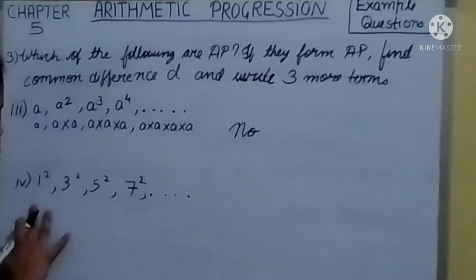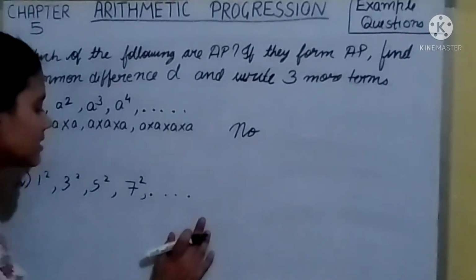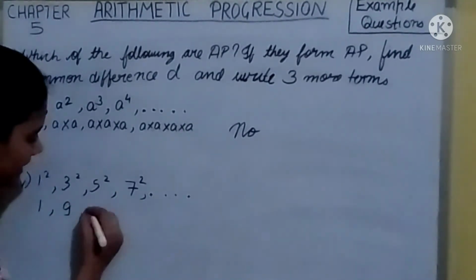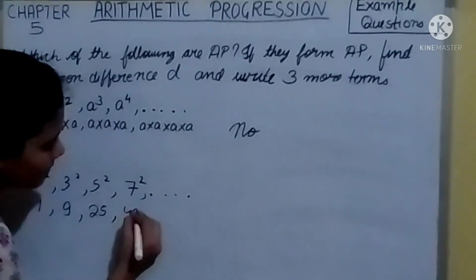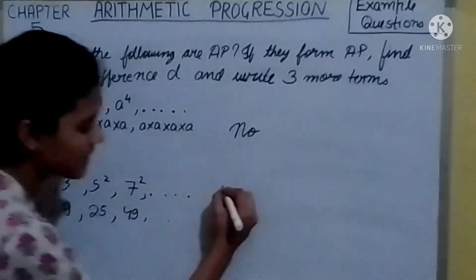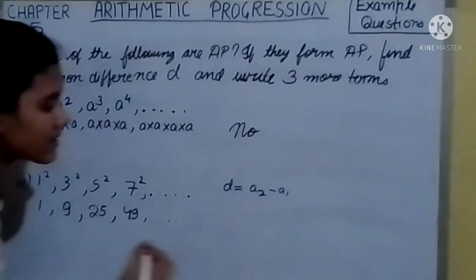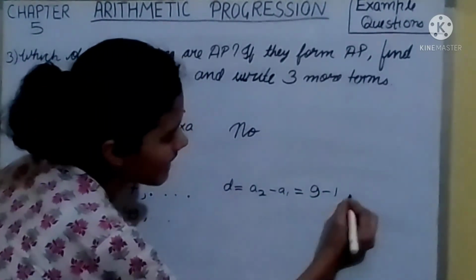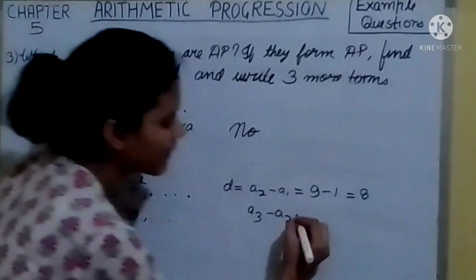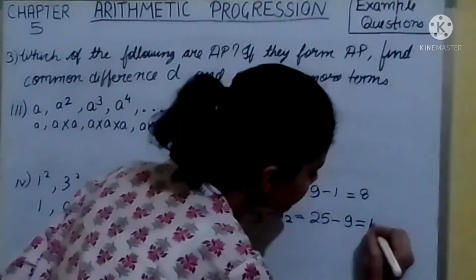Okay. Now the next one says 1 square comma 3 square comma 5 square comma 7 square and so on. If we write, then 1 square is 1, then 3 square is 9, then 5 square is 25, 7 square is 49. Okay, so when we find the common difference, a2 minus a1, a2 is 9, a1 is 1. So 9 minus 1 is equals to 8. Then a3 minus a2, a3 is 25. 25 minus 9, what we will get is 16.